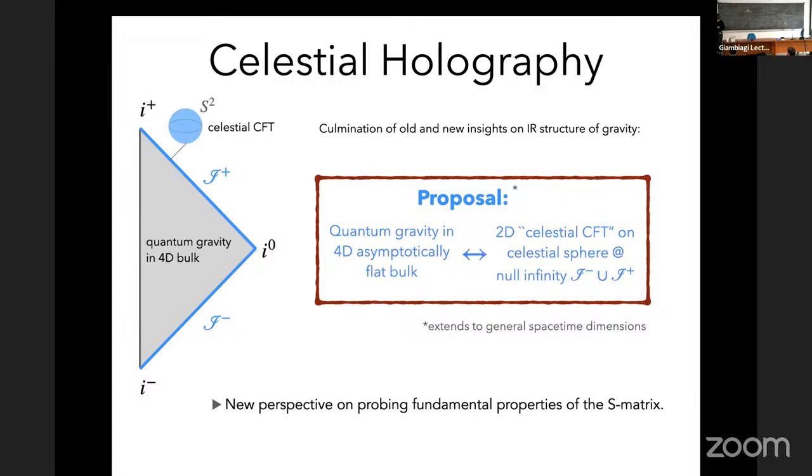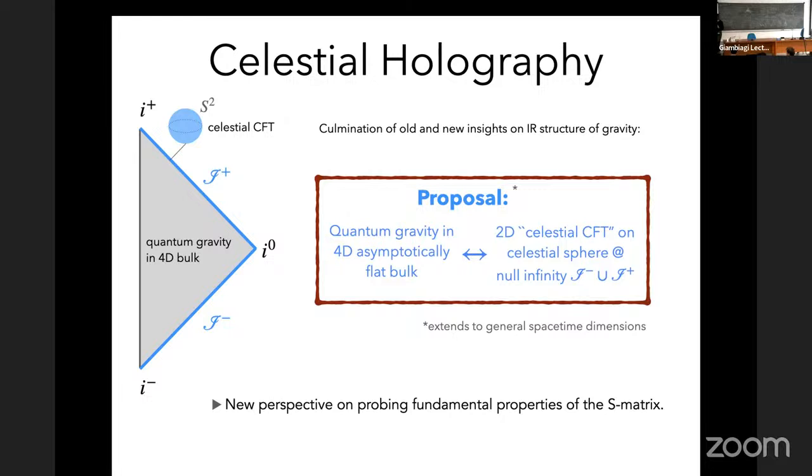And there has been a lot of work over the last, let's say, half century, including very new recent ideas, that have led to a proposal that there could be a holographic principle for spacetimes that are asymptotically flat. That proposal culminated from these half-century-old ideas and some more recent insights into the low energy infrared structure of gravity, reinvigorated by astronomers and collaborators. The proposal is that quantum gravity in an asymptotically flat spacetime potentially has a dual description in terms of a theory on the boundary. Here we would like to think of the theory that lives on the sphere at the null boundary, the celestial sphere.